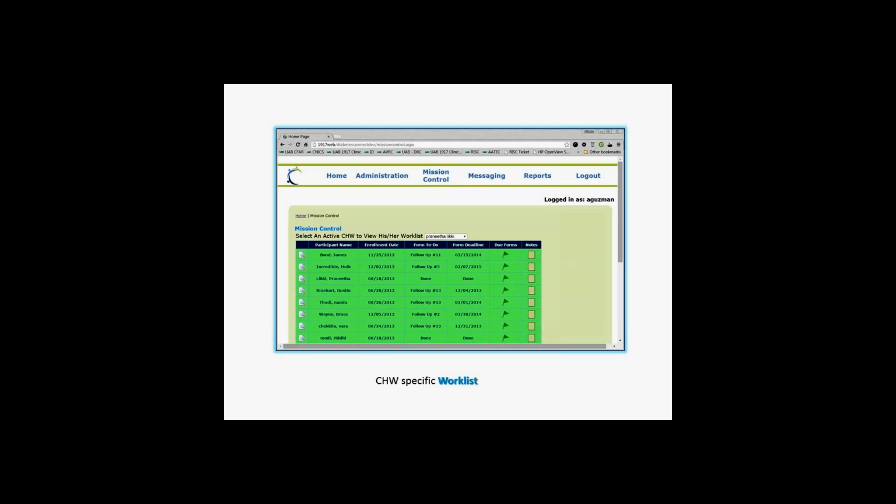This is some of our test data. And basically, this is what you'd see as a community healthcare worker. You'd log in, you'd see your specific work list, and you would see which forms are due. When they're overdue, the flag turns to red.